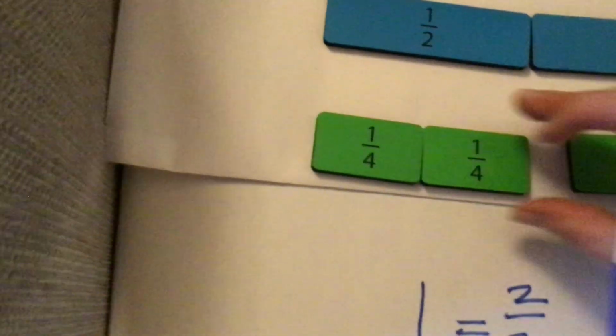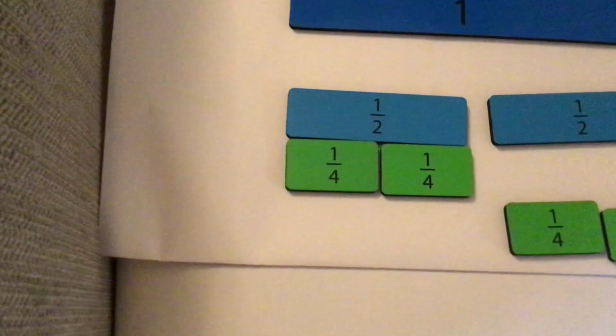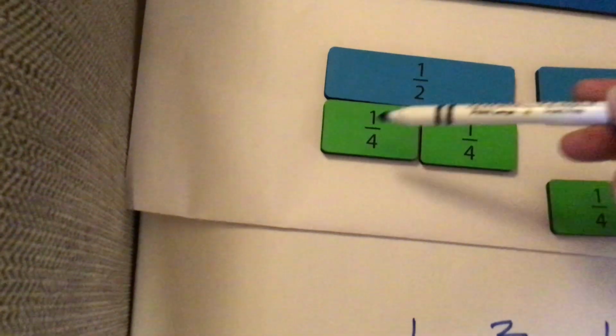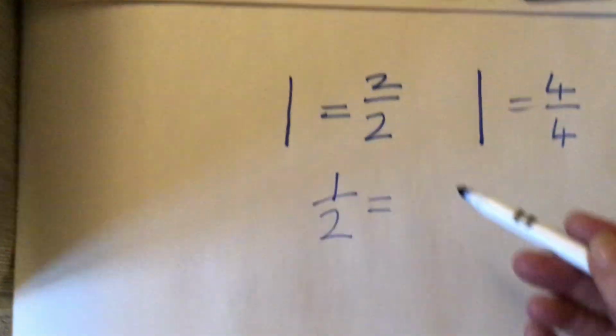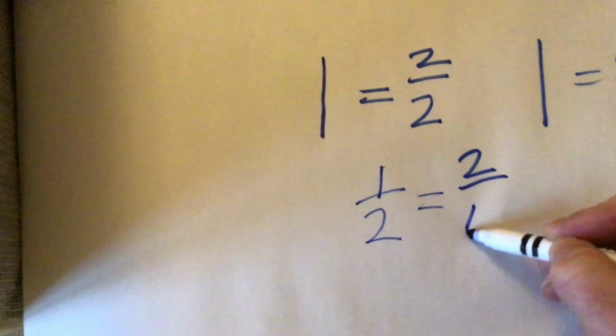So I want to write a fraction that is the same as a half. How many quarters is the same as a half, equivalent to? If I put that up there like so, you can have a look. You can see my 1/2, a half, is the same as 2 quarters. So I can write 1/2 equals 2 quarters.